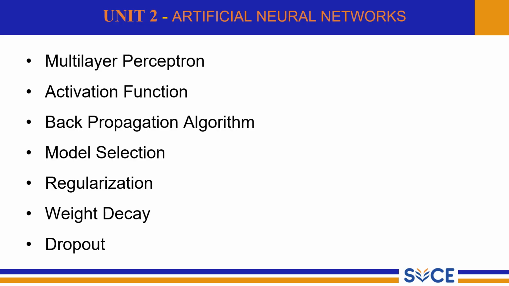Then the next topic is regularization. This is a strategy to prevent overfitting. Overfitting is nothing but when your model performs well on training data but poorly on unseen data. Regularization techniques add penalties to the loss function to discourage overly complex models.